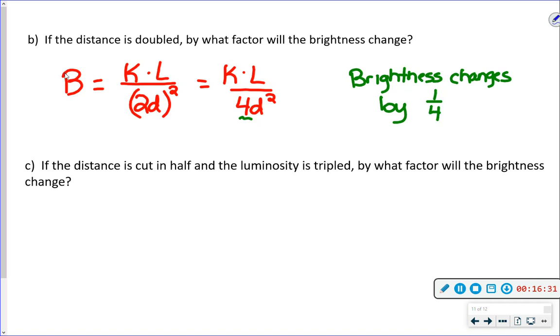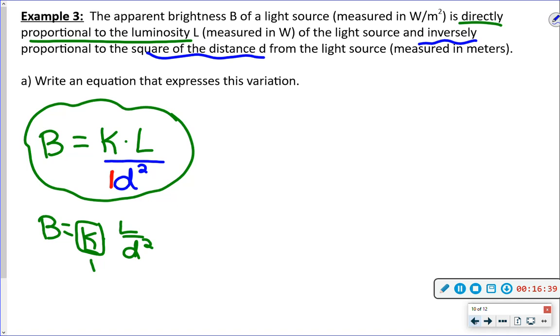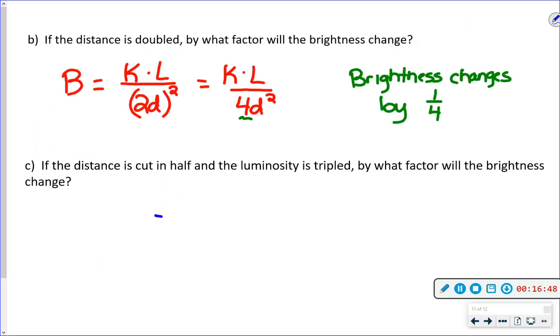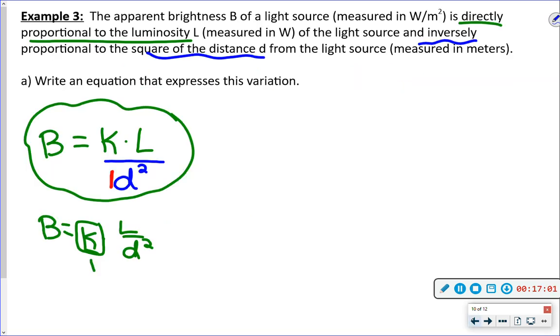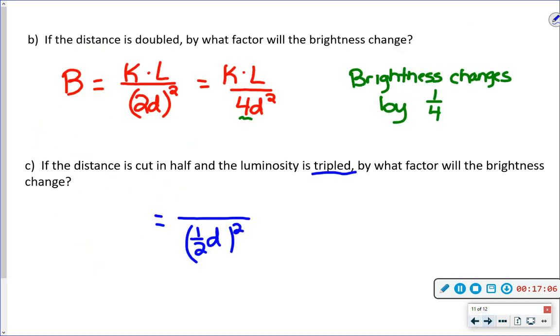Okay. Let's do C. Just more of the same, but they're going to kind of change up the numbers. If the distance is cut in half, now back to my original equation. So my 1d, I'm now cutting it in half, so I'm going to make it half d. We're going to have to square it. Half d, I want that squared. Luminosity is tripled. So instead of 1L in our equation, let's go back to the original. Instead of just a 1L, I'm going to put that as a 3L, triple, 3L. Let's not forget my K and my B.